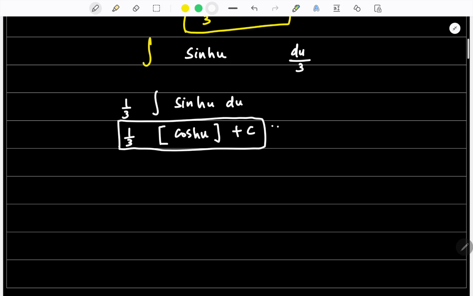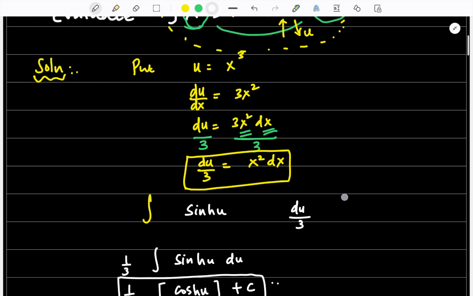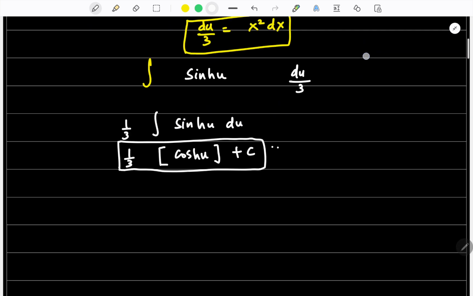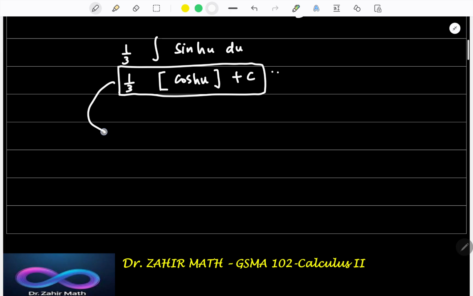No. Which one? This is not going to become the answer. You are going to put what? U is equal to. What is the substitution we have taken? U is equal to x cube. So we are going to put U is equal to x cube. So 1 by 3 cosine hyperbolic x cube plus integrating constant c. So this is going to become your final answer. Clear, all of you? Yes.